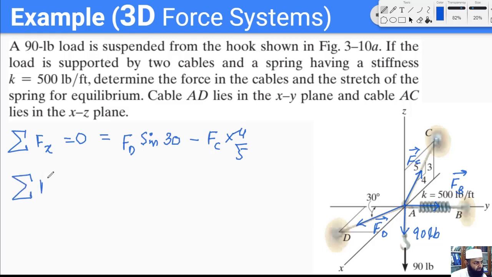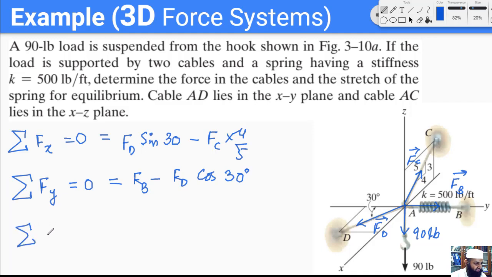The second equation, the sum of all the forces in Y equals 0, amounts to saying that this force has a Y component, and this force has a Y component. This 90 pound force has no Y component, and FC has no Y component. So we start off with FB, and the other force with a Y component is in the negative direction, which is FD, and we have cos of 30 degrees because of this angle.